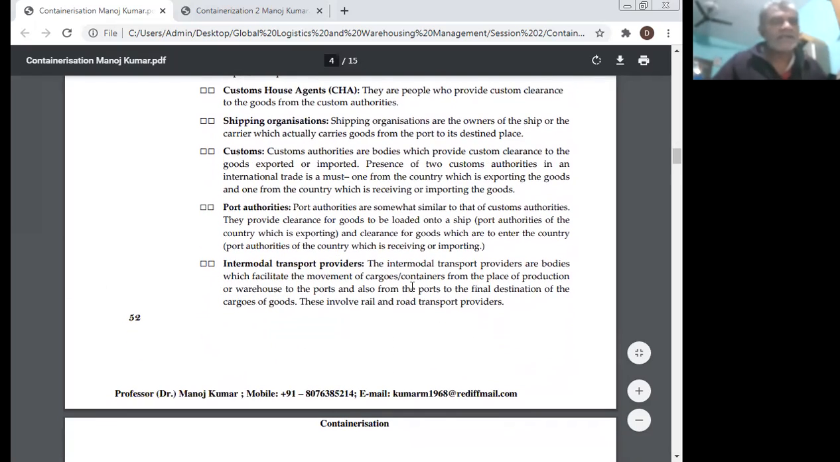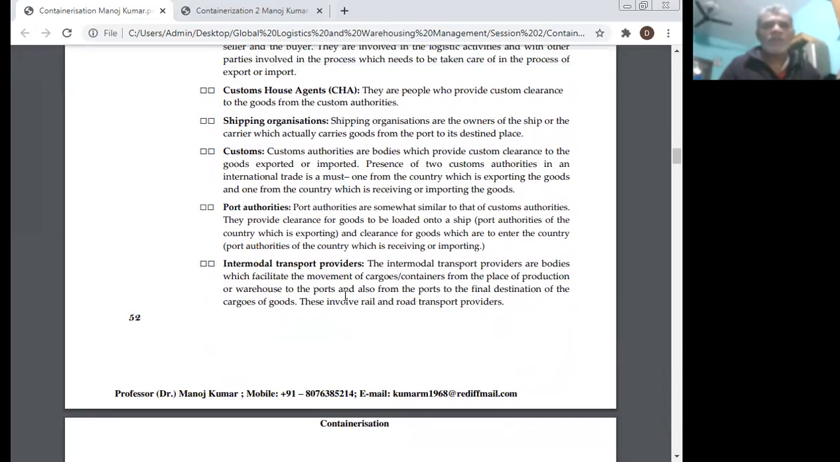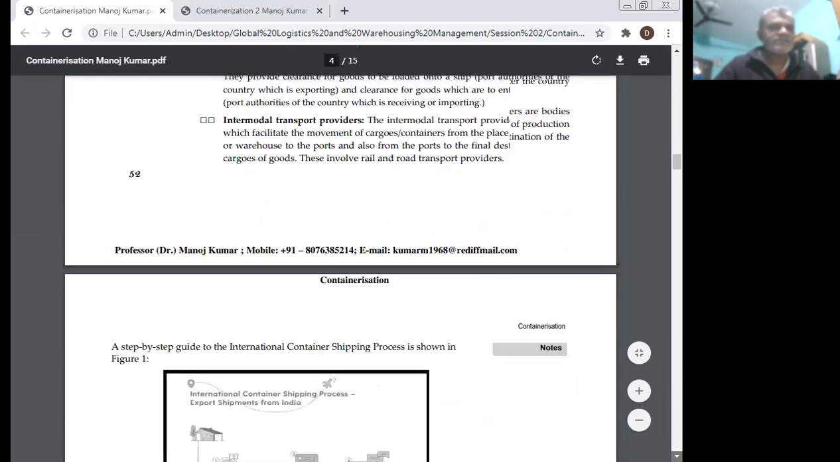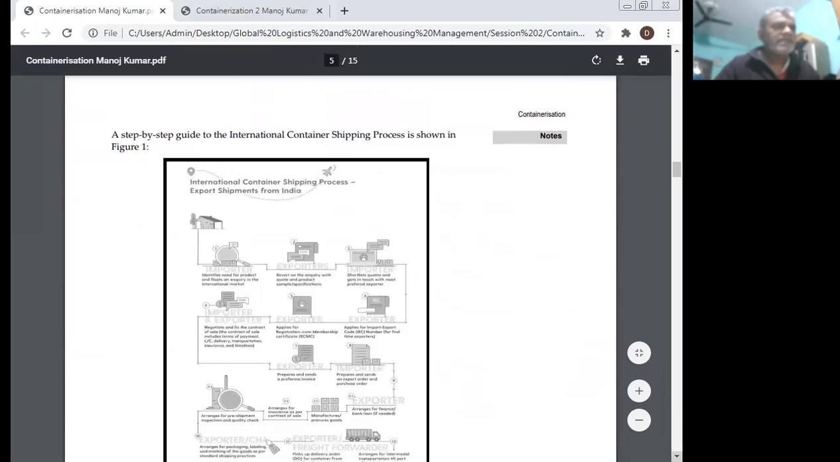Intermodal transport provider. The intermodal transport providers are the bodies which facilitate the movement of the cargo containers from the place of production or warehouse to the port and also from the ports to the final destination of the goods. These involve road and rail transport providers. A step guide to the international container shipping process is shown here. International container process, export shipping from India, which is shown here.